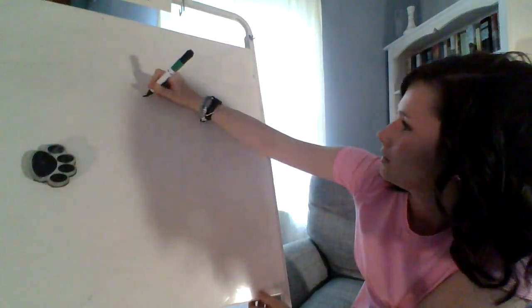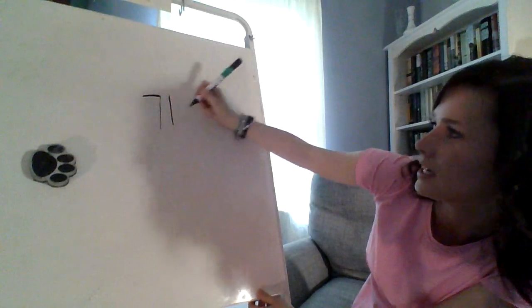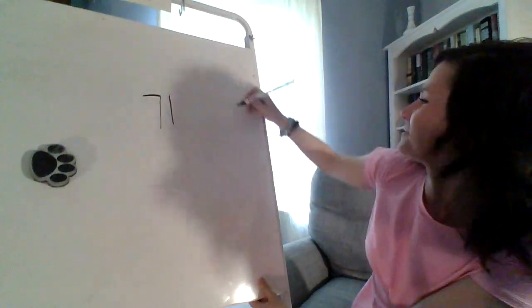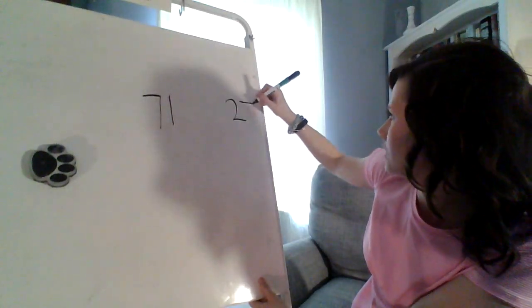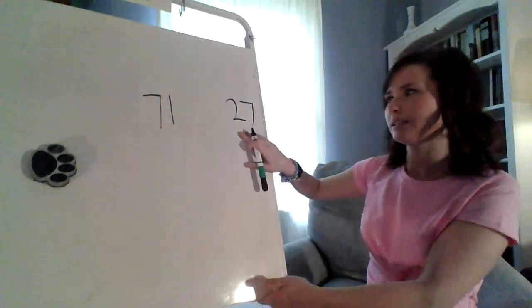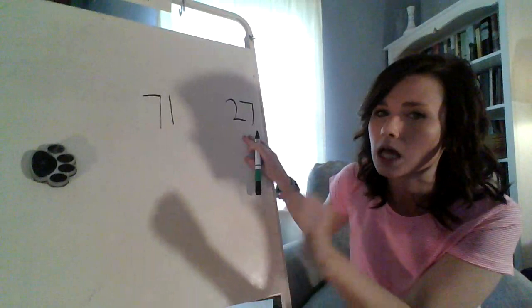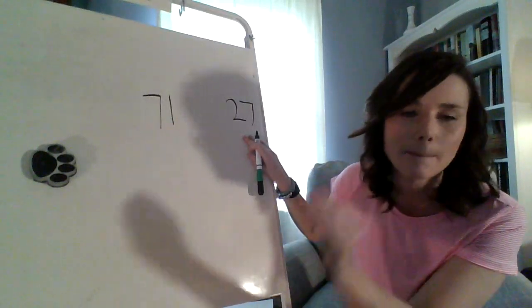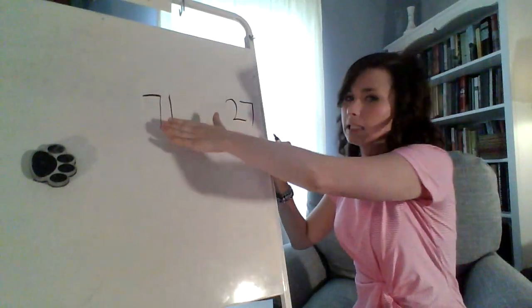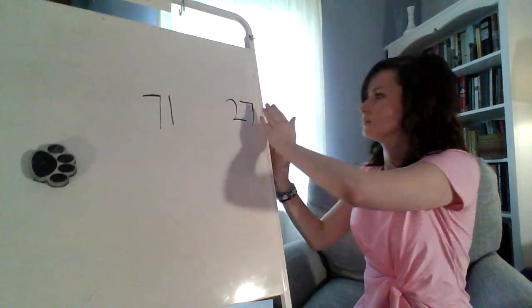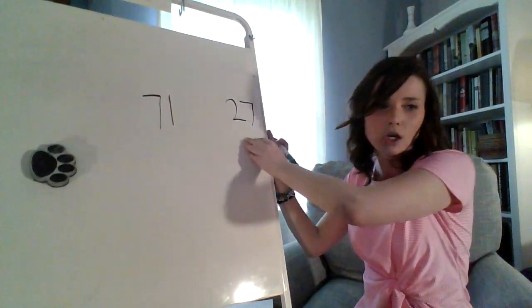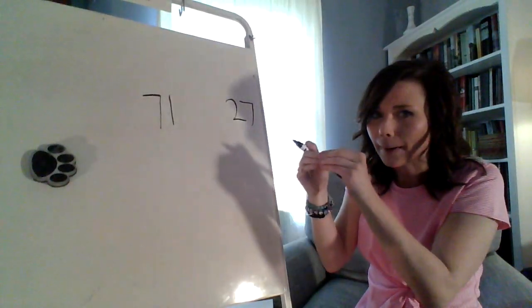71. 71 and then 27. Okay, we have 71 and 27. Remember, for the directions on this page, you color in the lesser number, the smaller number. Is it 71 or 27? Smaller number.